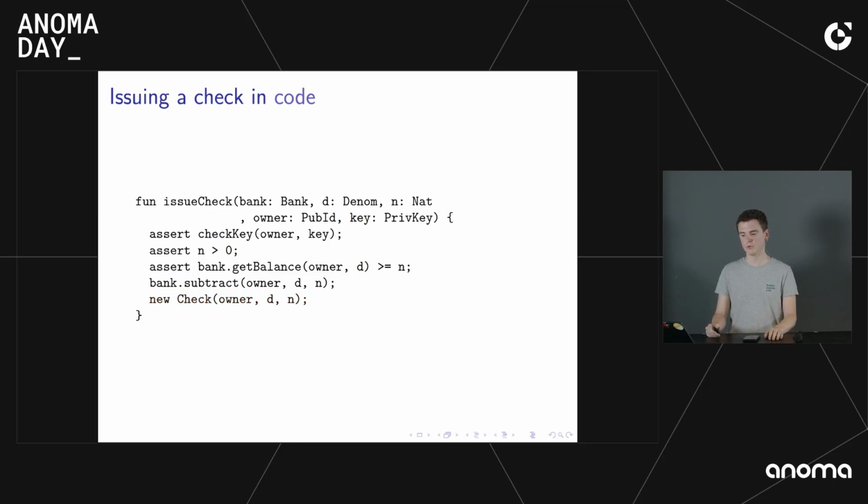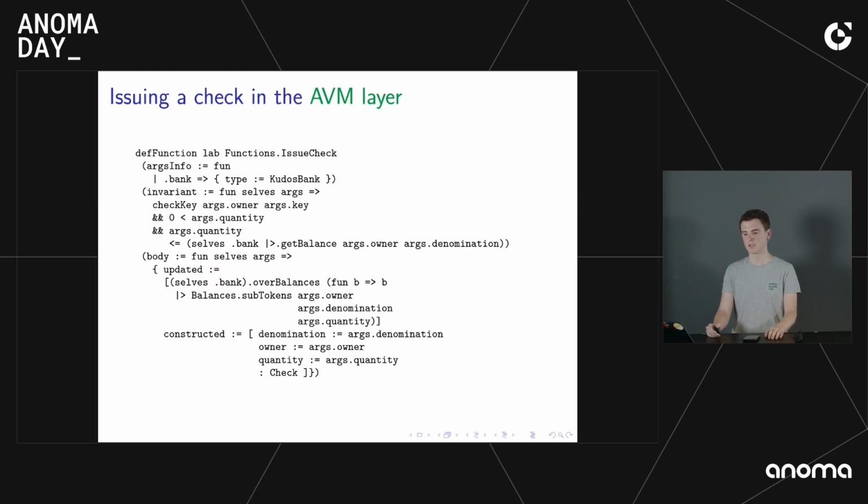And next, how we would do that in AVM. So we have this function, which has several parts. The first part is you specify which objects are involved in the function. In this case, it's only the bank. Then we specify the list of checks that we want to perform. These are the same as in the previous slide. So ownership, quantity, and balance.